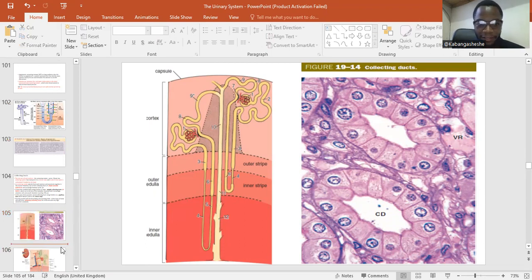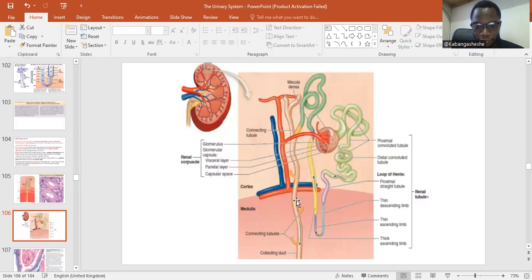So from there, urine, the product, will flow through the collecting duct and reach the minor calyces, be transported to the major calyces, and finally reach the kidney pelvis and enter the ureter here as urine. Okay. So the lining of the collecting duct is the same. It is still simple cuboidal epithelium.